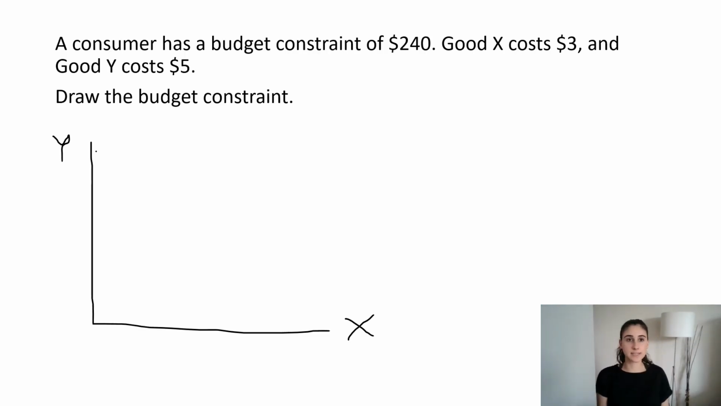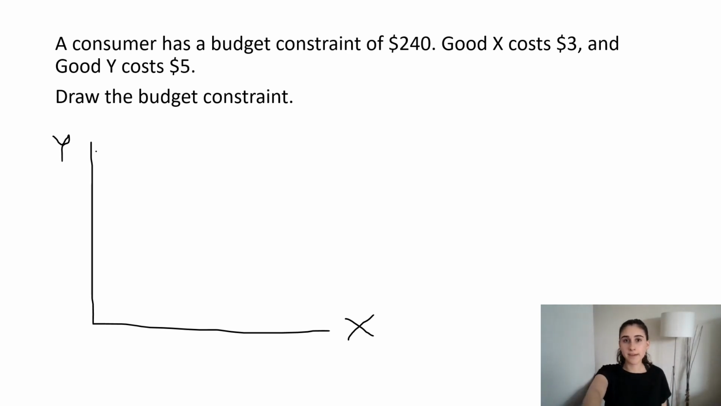Let's proceed with an example. The example reads, a consumer has a budget constraint of $240. Good X costs 3 and good Y costs 5. Draw the budget constraint. So in this example, the budget constraint will graph all the combinations of X and Y that will exhaust a budget of $240.